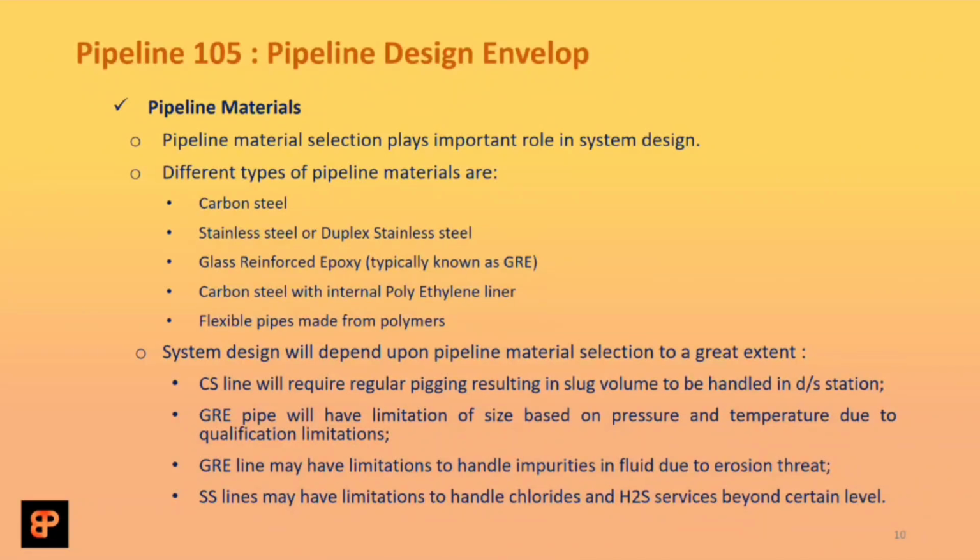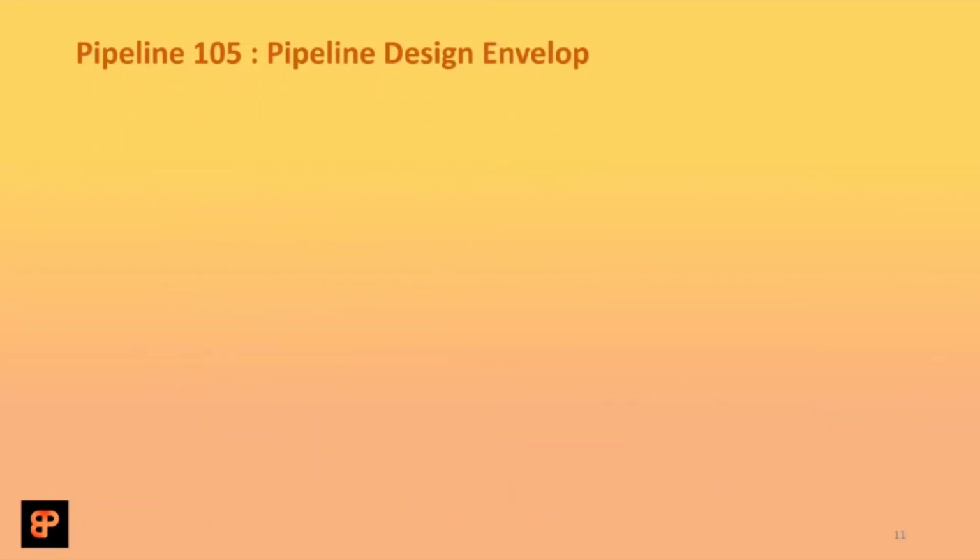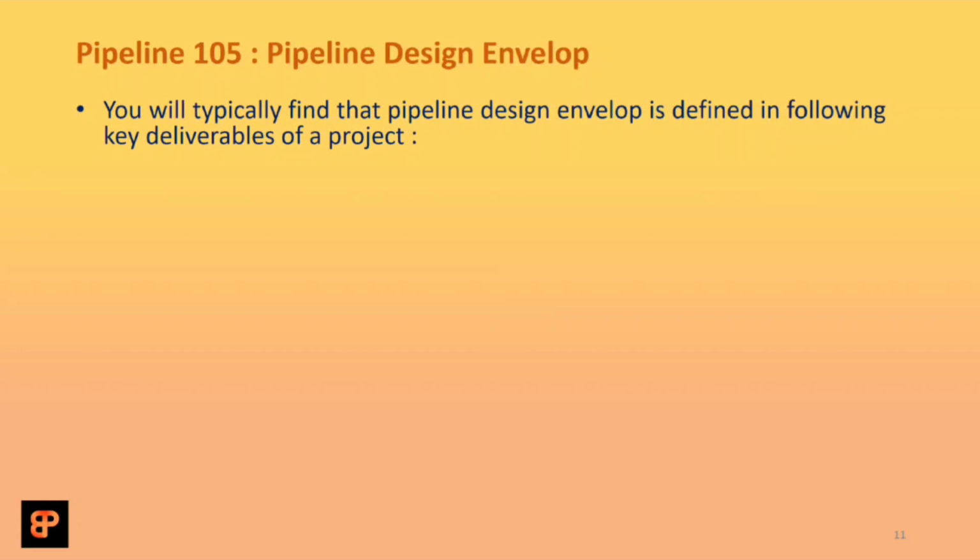So every material has some limitation, and accordingly the system design has to be done. Material selection plays such an important role in the overall system design, and that's why it is one of the important factors of the system design envelope of a pipeline. So we have seen the key parameters of the design envelope and how it is defined, and all these parameters need to be properly documented and followed during various stages of the project.